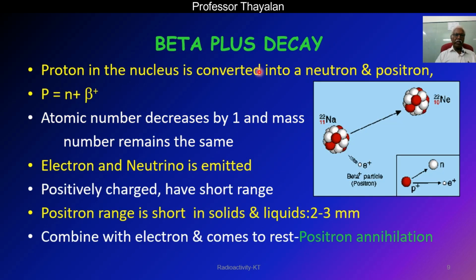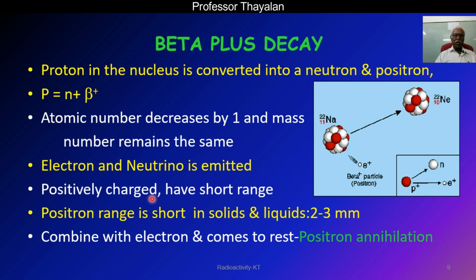Coming to the beta plus decay, in contrast, a proton in the nucleus is converted into a neutron and a positron. The neutron is kept in the nucleus and the positron is emitted as radiation. You can see the example, sodium 22 decays to neon 22. The atomic number decreases by 1, the mass number remains the same. During the decay, an electron and a neutrino are emitted.